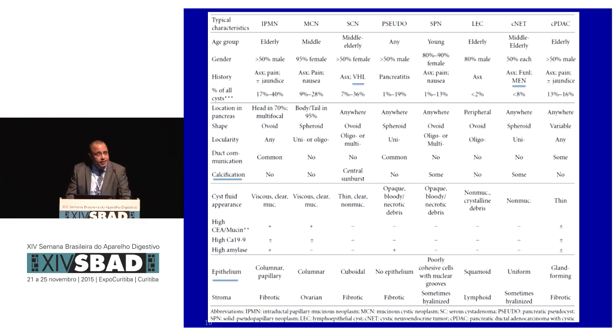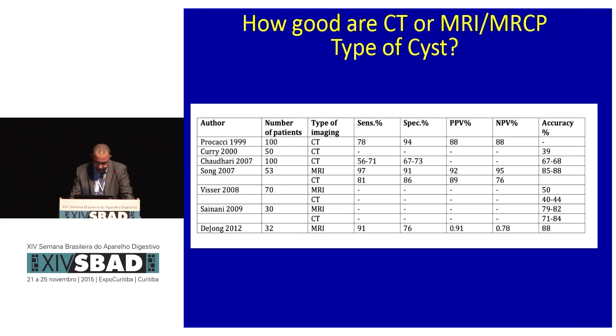In terms of epithelium, it's important to also understand what kind of epithelium, because sometimes with FNA we can obtain epithelial cells, and that can help with the diagnosis. You can see IPMN and MCN are made of columnar epithelium, while serous cysts are made of cuboidal epithelium.